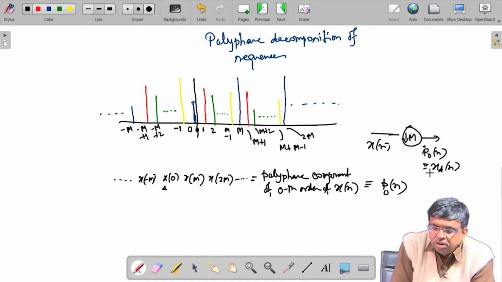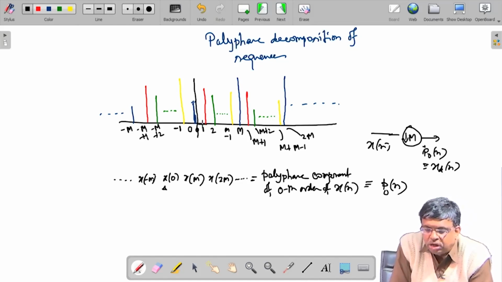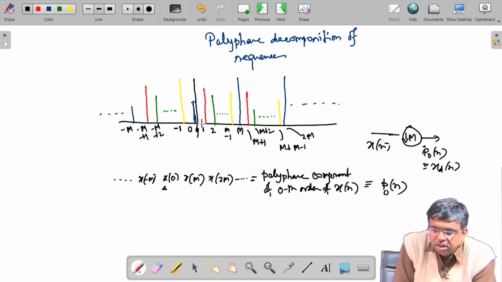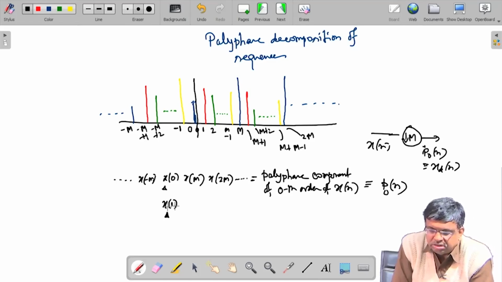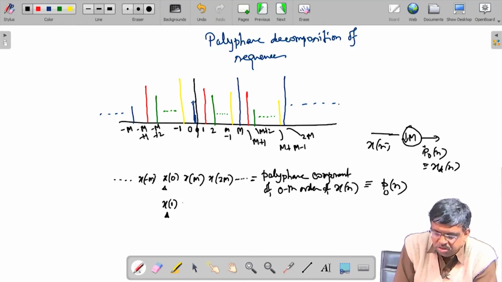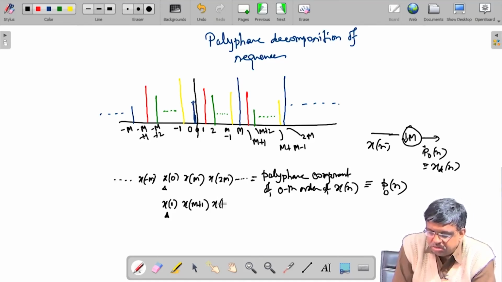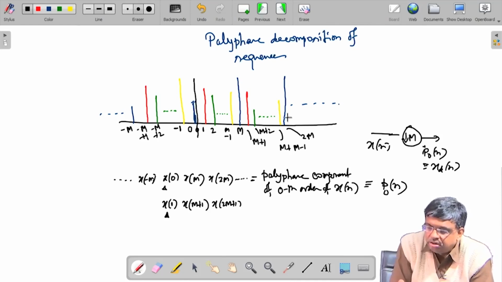Then look at these red color samples. It is a 1, so I form another sequence by picking the red color x[1], but I take the origin below this. I am constructing a subsequence. So x[1], the red colored one, I take and let the origin be here. Then the next red colored one is at 1 plus M, so x[M+1]. Next will be x[2M+1] here.